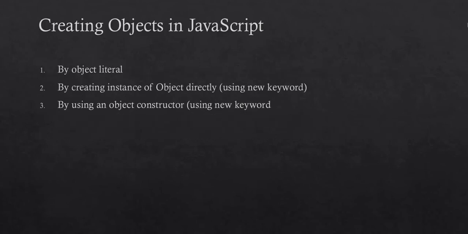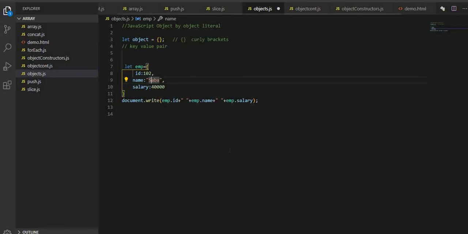Let's do one practical implementation. I have an example of object literal. In this, let is the keyword and the object is here. There are curly braces which show that it is an object. For instance, I take an object here. The object is an employee. He has his own ID, 102, name is Saba, salary is 40,000. We have taken an object and defined its properties.